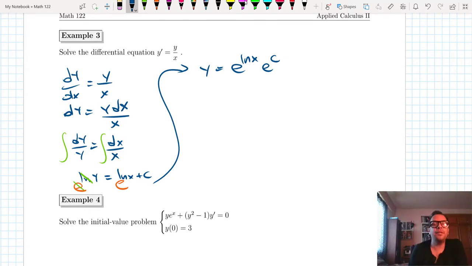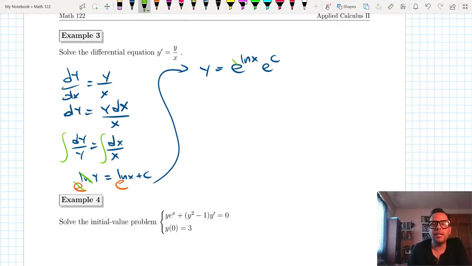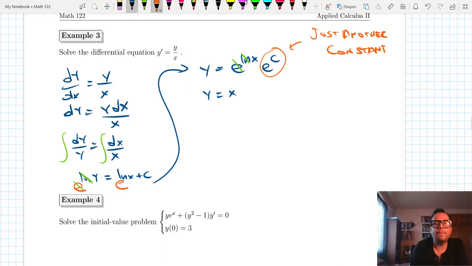Okay, so there's two things that are going to happen here. Number one, this e to the ln cancels as well to give us y equals x, and this e to the c is just another constant. So just call it c. Okay, so this will be y equals cx. That is the solution to the equation.